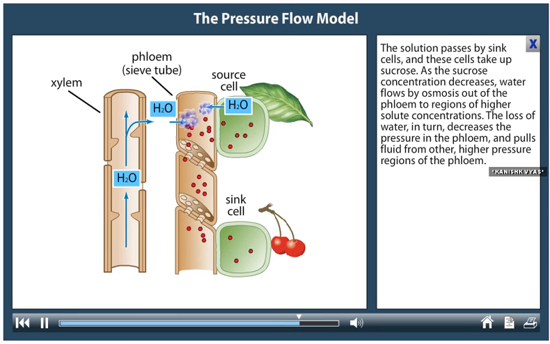As the sucrose concentration decreases, water flows by osmosis out of the phloem to regions of higher solute concentrations. The loss of water, in turn, decreases the pressure in the phloem and pulls fluid from other, higher pressure regions of the phloem.